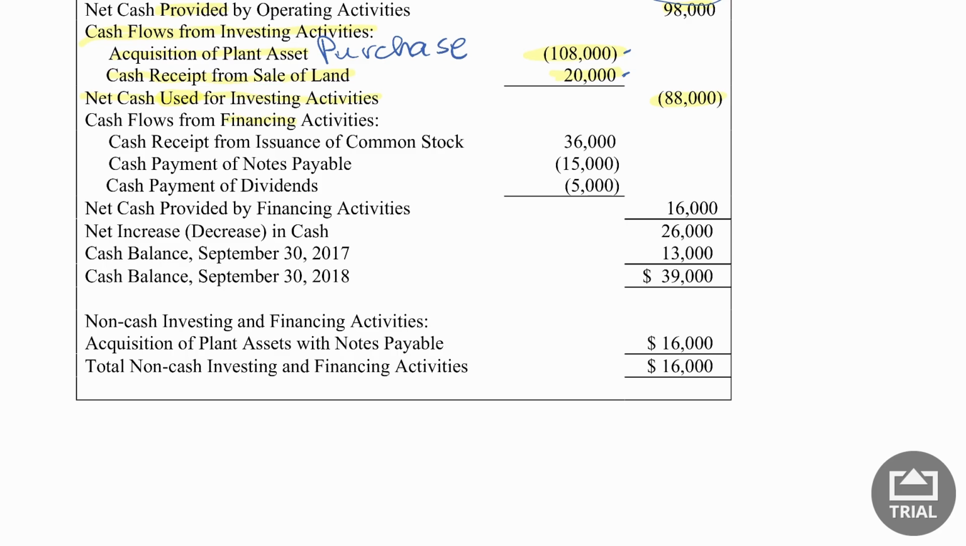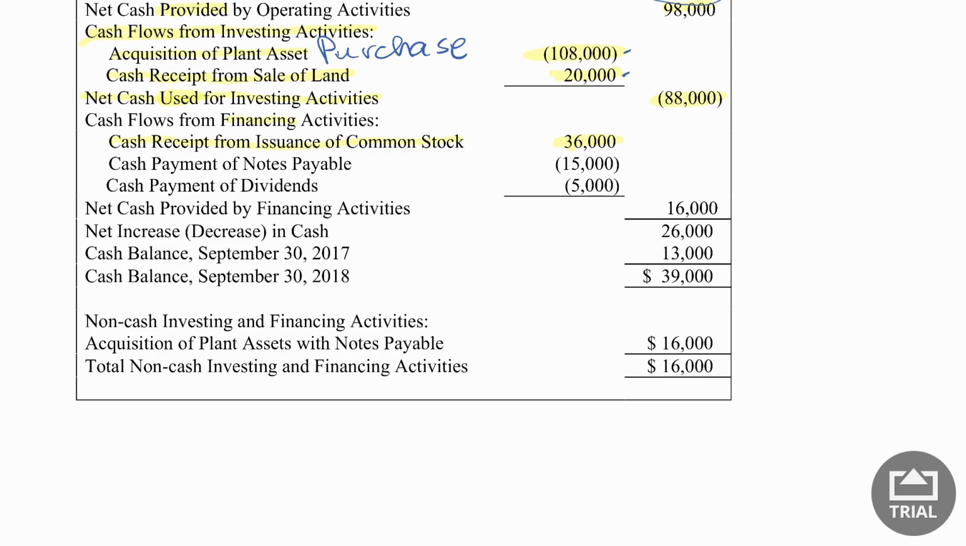So C, cash receipts from issuance of common stock, $36,000. Cash receipt means I received money, so that's a positive. So I've got cash receipt from issuance of common stock, $36,000. And as far as the wording goes, we're really just copying, aren't we? It said cash receipt from issuance of common stock. So I'm just kind of using the words that they used. D, payment of notes payable, $15,000.